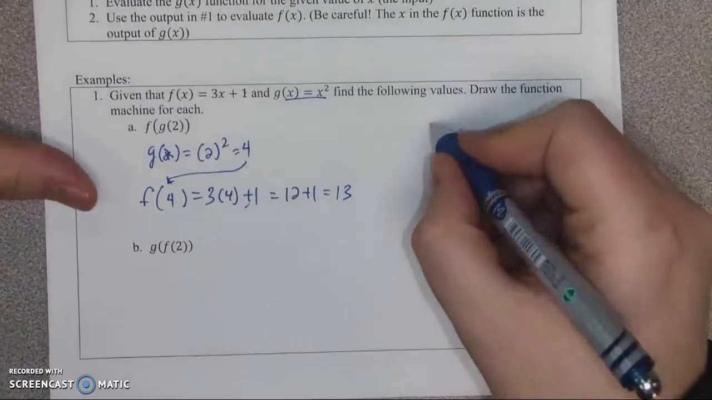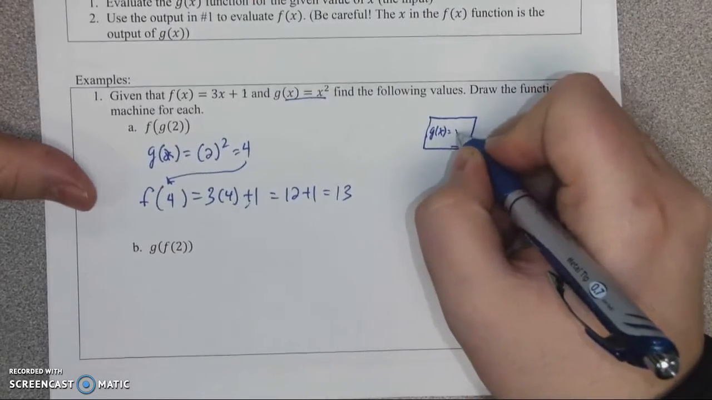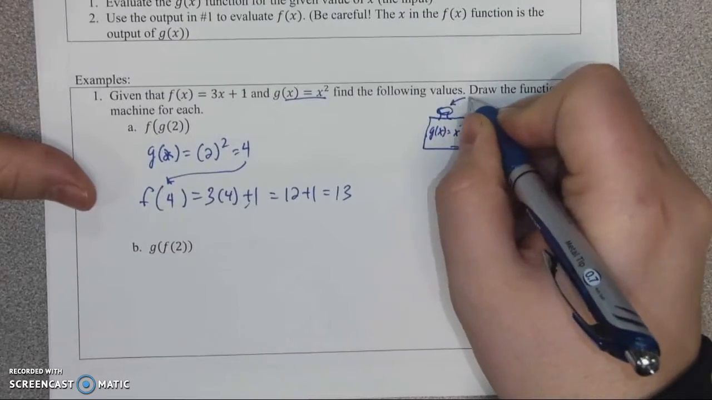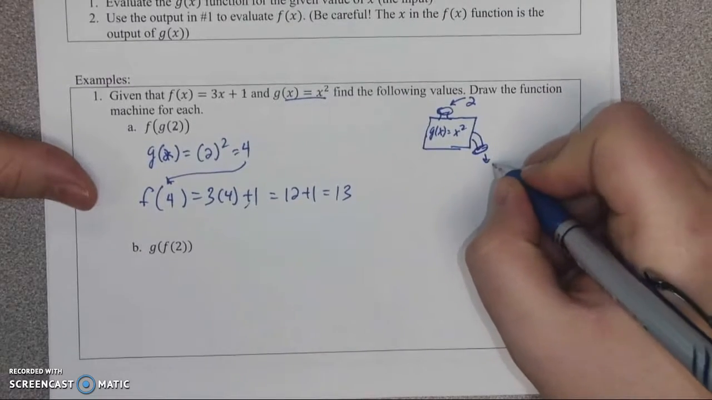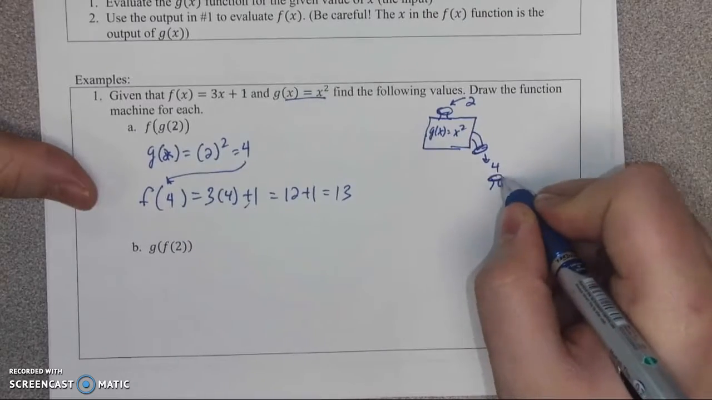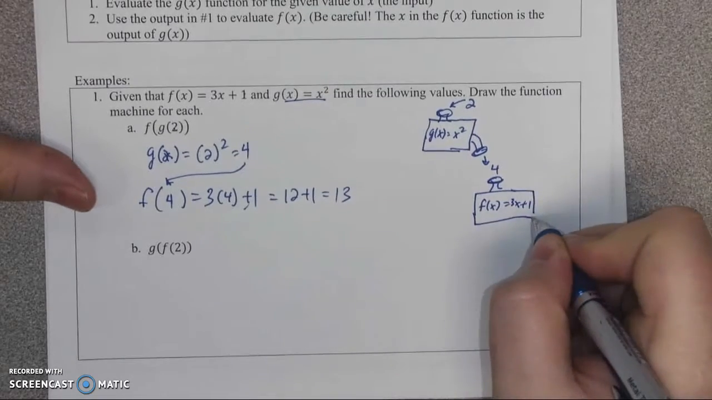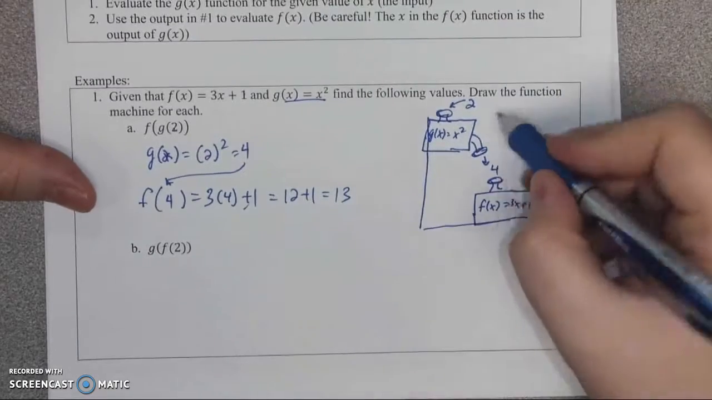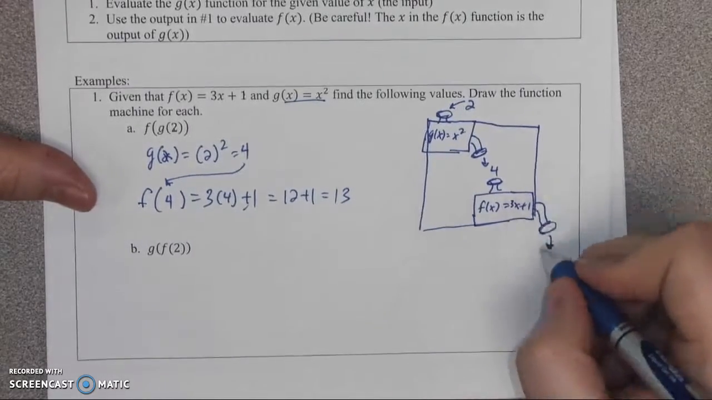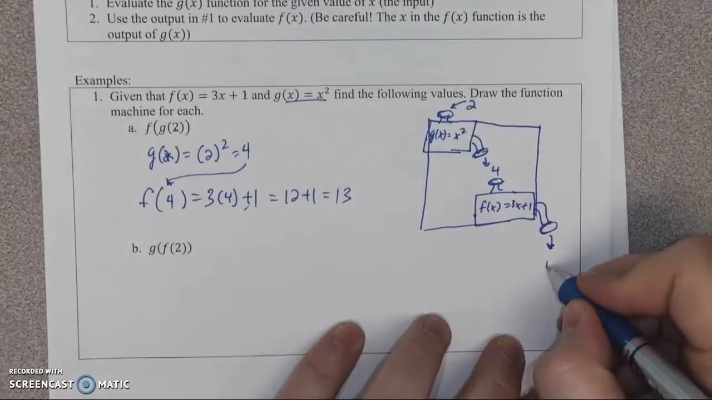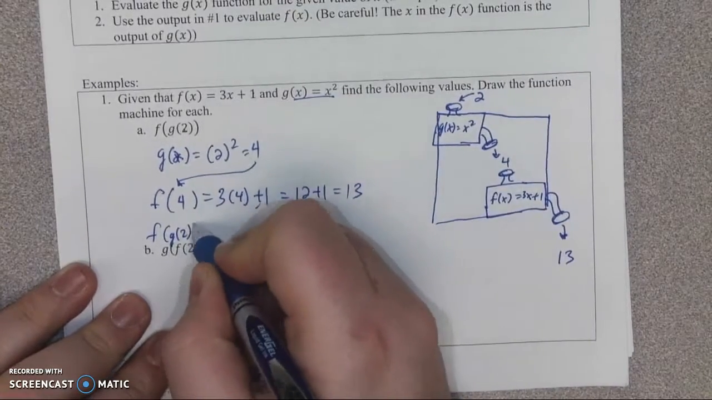So your function machine for this one, here is your g of x function. So g of x equals x squared. And the value that we input there is 2. What came out when we put in 2 was 4. And that's going to be the input of our f of x, which is 3x plus 1. That output will be the answer to this composition of functions. So when we put in 4 for x, we got 13. So we say f of g of 2 equals 13.